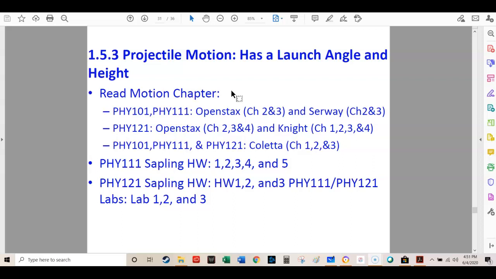And again, this is continuing on with projectile motion, and now we're going to combine what we learned in 1.51 and 1.52 to this final part, which is where something is launched from a height and it has a launch angle to it. So it's going to be launched from a height, or it's going to be launched from the ground up to a height at a launch angle. So the reverse happens too.